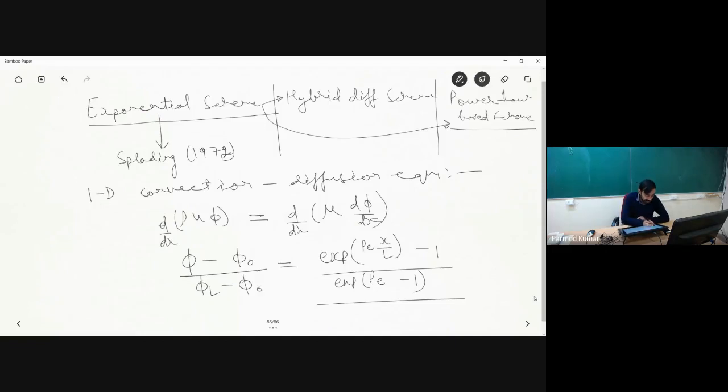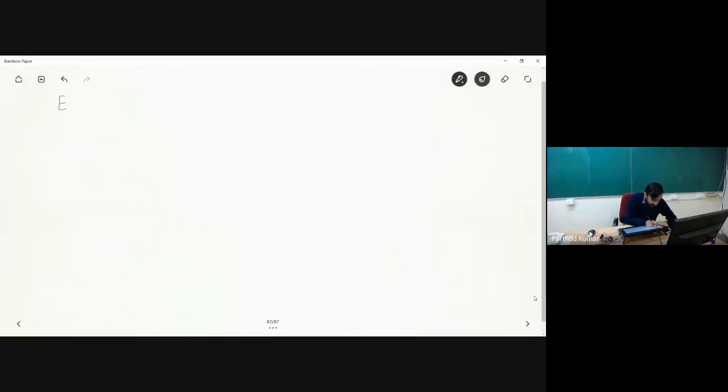So this particular exponential scheme over here is something which employs this analytical formulation to find the solution. In the exponential scheme, we will be using this exact solution to derive our numerical discretization scheme.